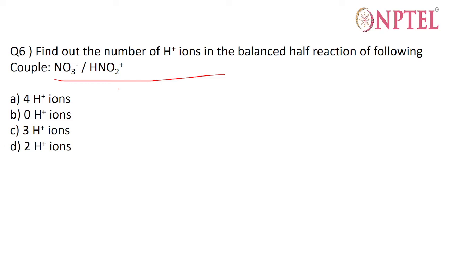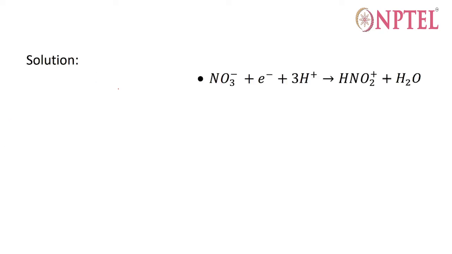Okay. This is a very easy question. I won't wait much. You just have to balance this equation, and you can see NO3 minus was there. To balance the charge, I am taking one electron on this side, my left hand side.